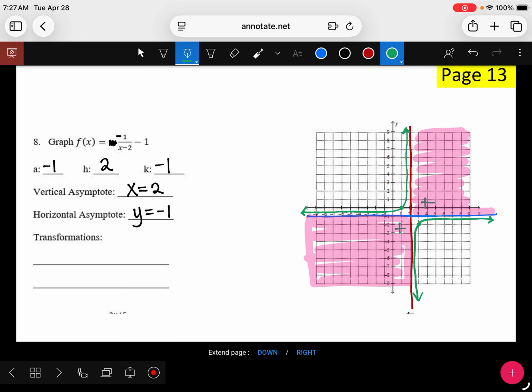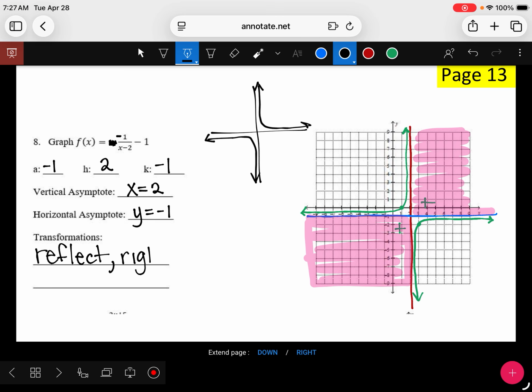Now there are 3 transformations that this graph made. And whenever we talk about transformations, this is what the parent looks like. So the 3 changes, number 1, it reflected. It reflected to the negative side. Because H is 2, the parent graph moved to the right 2. And because K is -1, it went down 1.